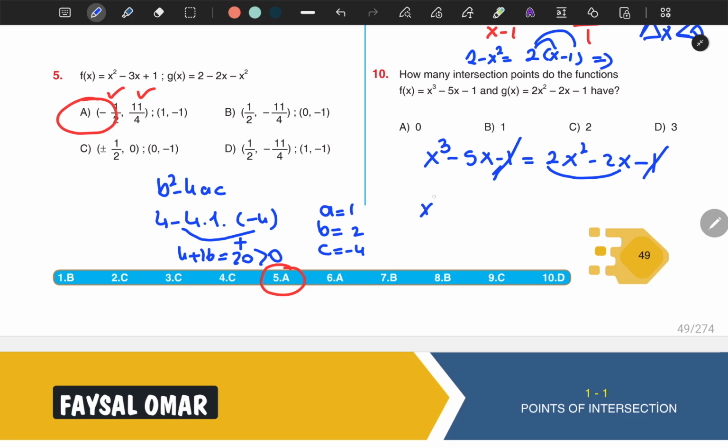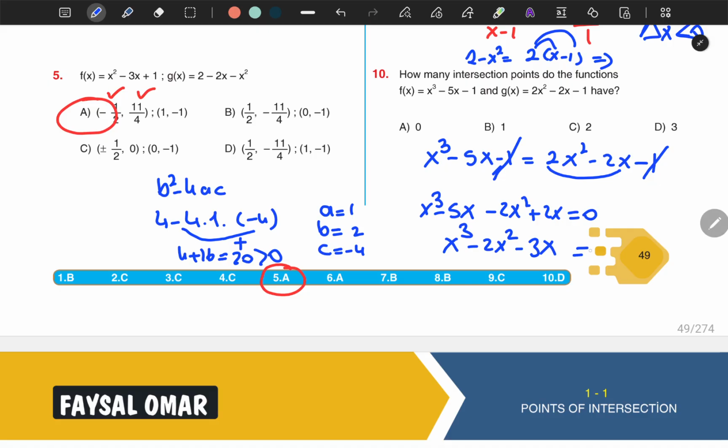Let me do it. x to the power of 3 minus 5x minus 2x squared plus 2x equal to 0. Here, if I organize it, x to the power of 3, negative 5 plus 2 gives negative 3x, sorry, let me do the order: minus 2x squared, minus 3x, isn't it? So what should we do?